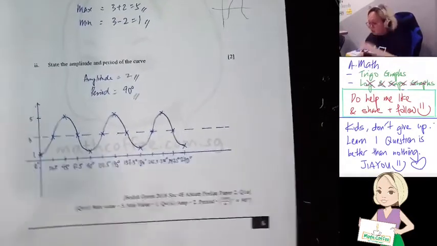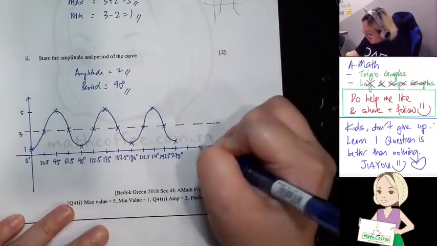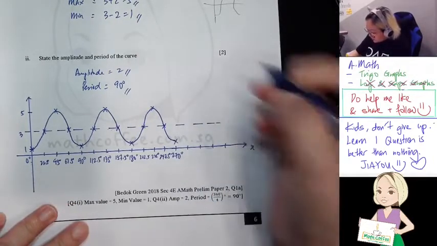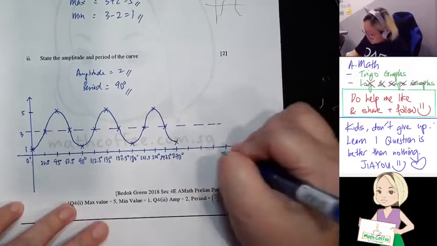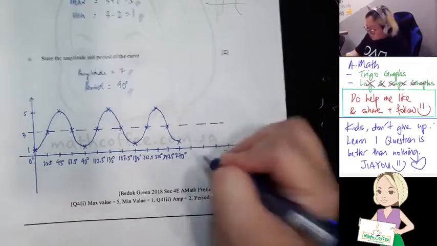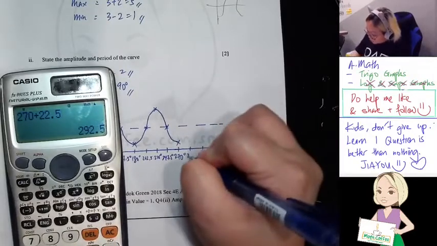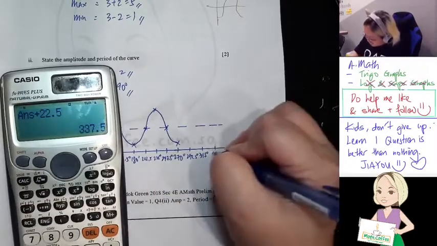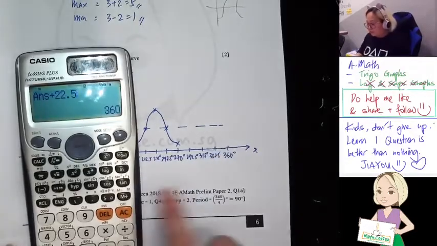One last cycle to go. So I will have 1, 2, 3, and 4. So I need to extend a bit. This is my x. So this will be 270 plus 90, so it's 360. So we have 270 plus 22.5, 292.5, 315, 337.5. And of course, just to double check, plus 22.5 must give me 360.